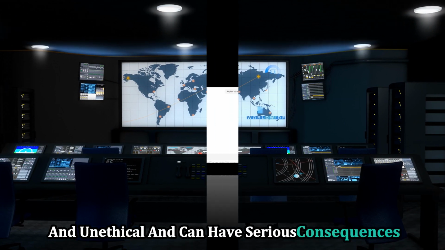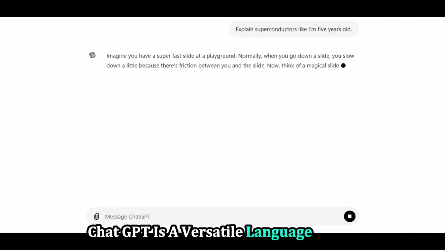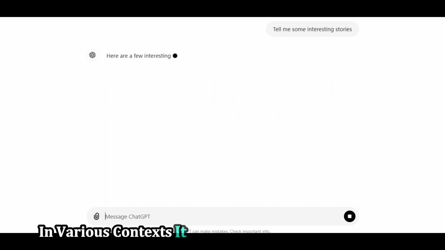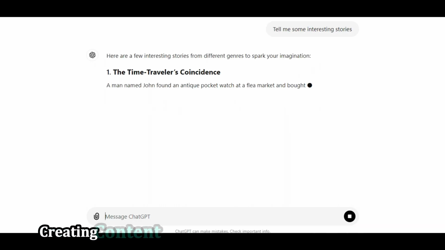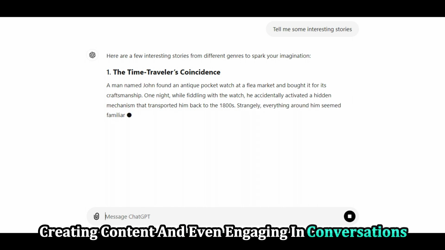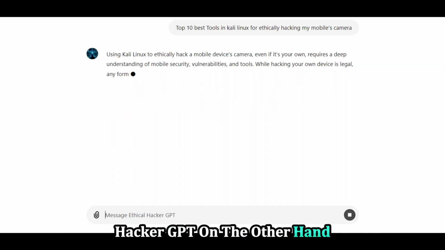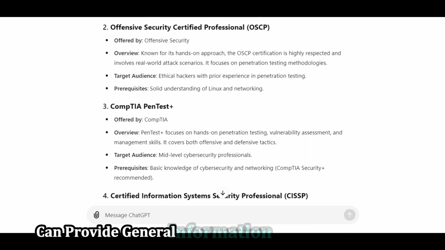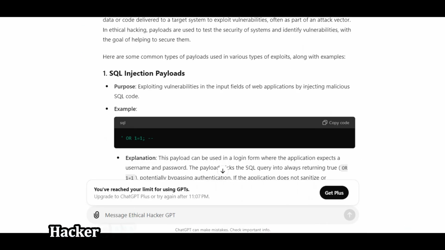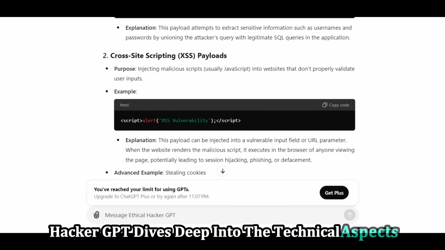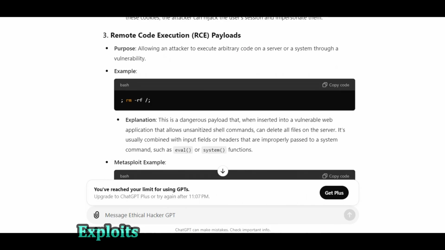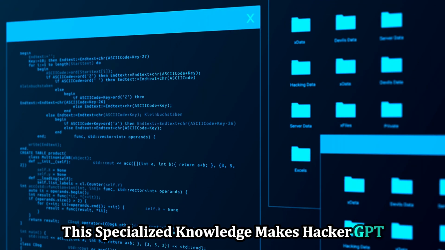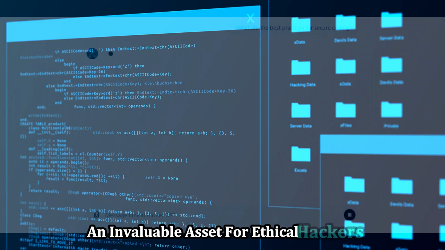have serious consequences. ChatGPT is a versatile language model capable of generating human-like text in various contexts. It can be used for writing stories, creating content, and even engaging in conversations. Hacker GPT, on the other hand, is laser-focused on cybersecurity. While ChatGPT can provide general information about cybersecurity, Hacker GPT dives deep into the technical aspects. It understands vulnerabilities, exploits, and various hacking techniques. This specialized knowledge makes Hacker GPT an invaluable asset for ethical hackers.